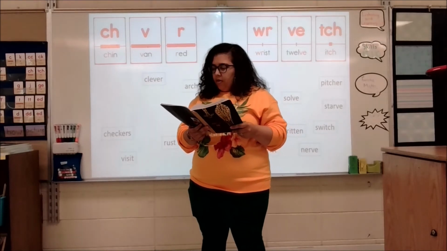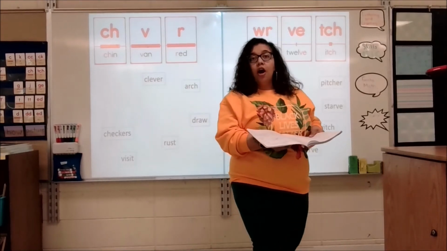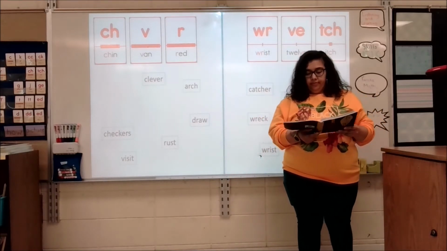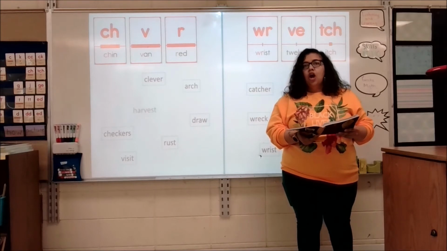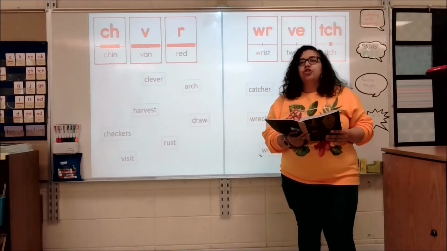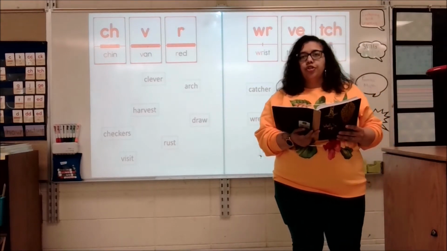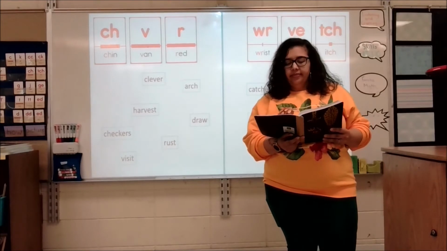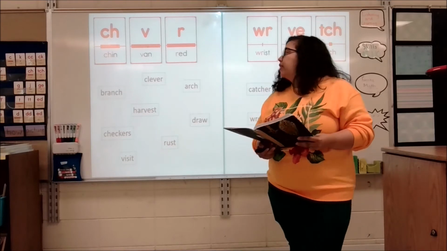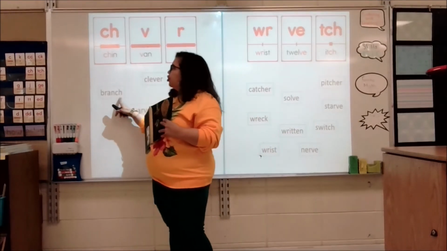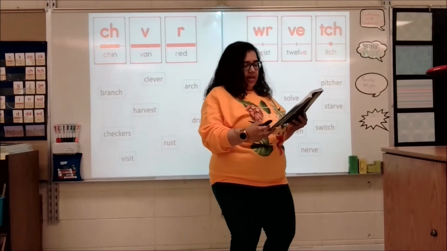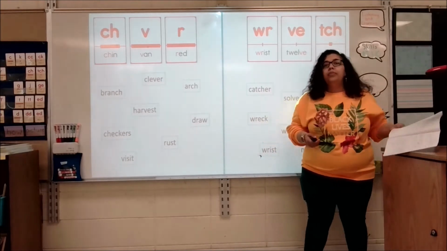Okay, how about harvest? Is the v sound in harvest original or remix? Original. Excellent. The v is in the middle. Branch. Original or remix? Branch is original. After the vowel, before the ch, there is another consonant, so you don't need to use the TCH. And the last word, rubbed.